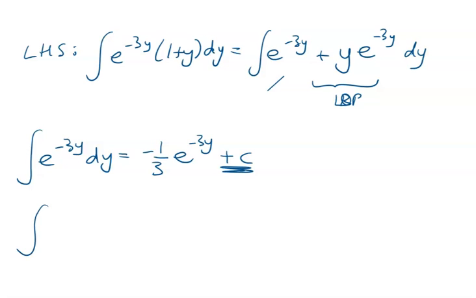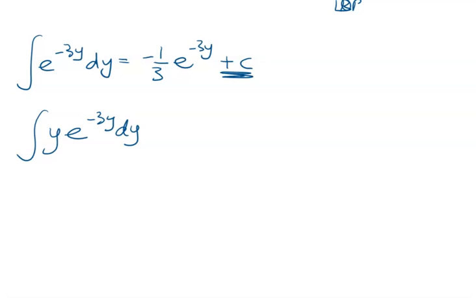Now let's do the integral of y e to the negative 3y dy. So this is about as easy an IBP problem as you're going to get. Let's look at what we can do. Well, we'll integrate this one, and we'll leave the y, and then on the second go through, we'll integrate this and we'll differentiate this.